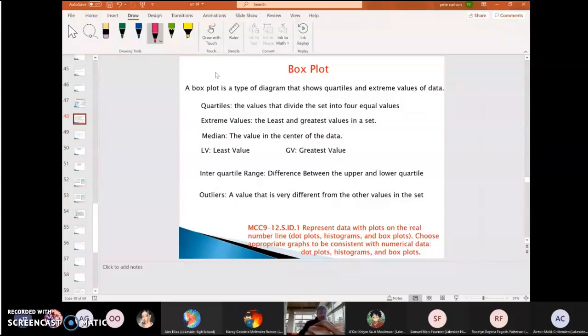Now, interquartile range. Range is the highest number minus the lowest number. So the interquartile range is going to be the difference between the upper quartile, which we're going to call Q3, and the lower quartile, we're going to call Q1. It'll make sense when you see the diagram.